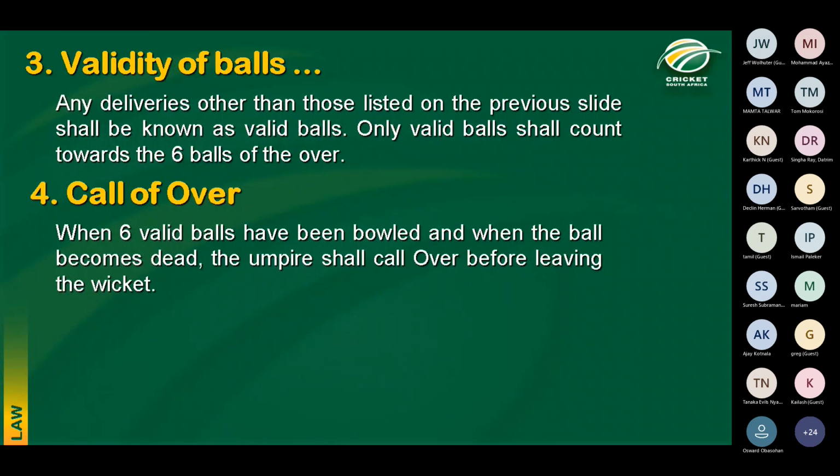So, call of over. When 6 valid balls have been bowled and when the ball becomes dead, the umpire needs to call over before leaving the wicket. So the important part of this is, if you can visualize it, just visualize that you are the bowler's end umpire, and now the 6th ball of the over has been bowled. You need to wait until the ball is dead, and once the ball is dead, the bowler's end umpire needs to call over. So you can only call over once, in your opinion, the ball is dead. Very important. Call over only once the ball is dead. So wait until the ball is dead, then you call over.